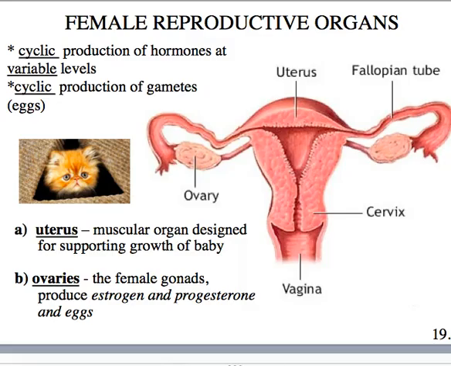Let's talk about female. So first of all, female reproduction: females have a cyclical production of hormones, and they vary.